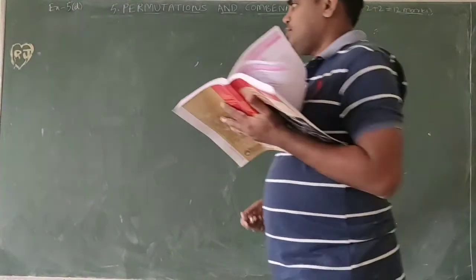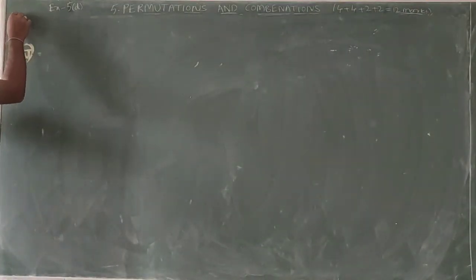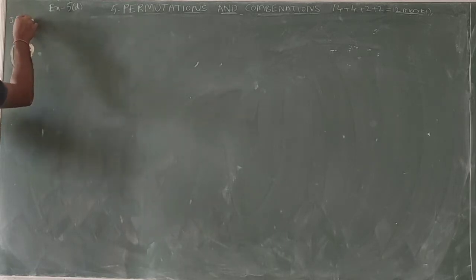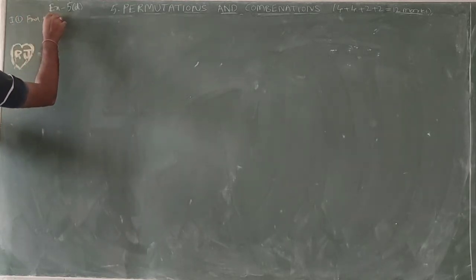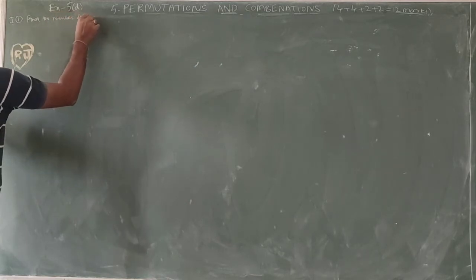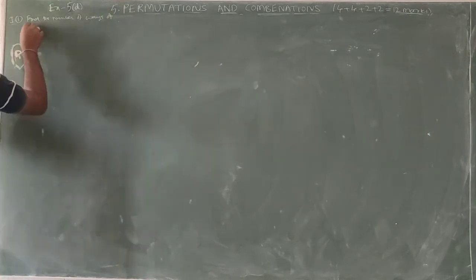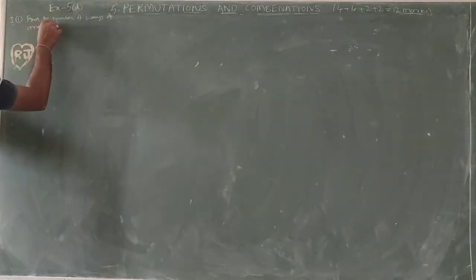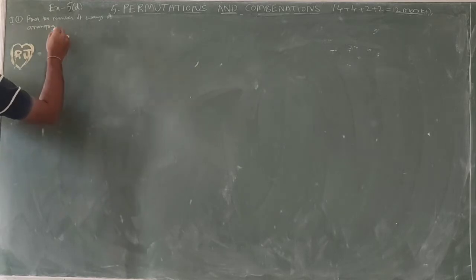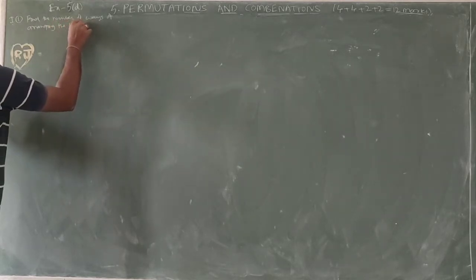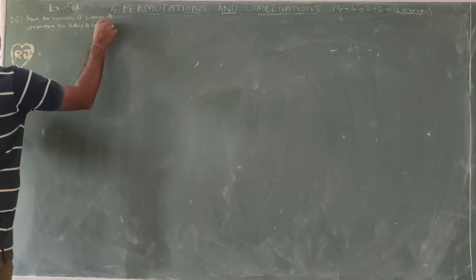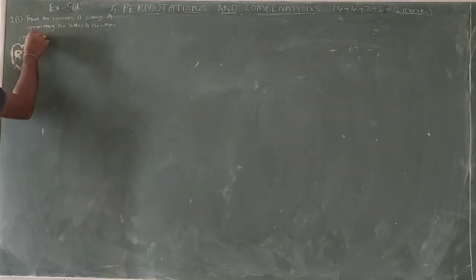So exercise 5D, first question. Find the number of ways of arranging the letters of the words. First one, independence.